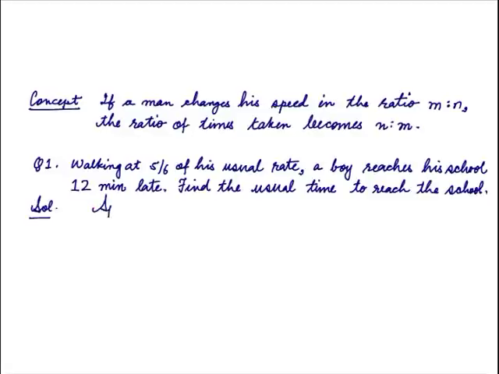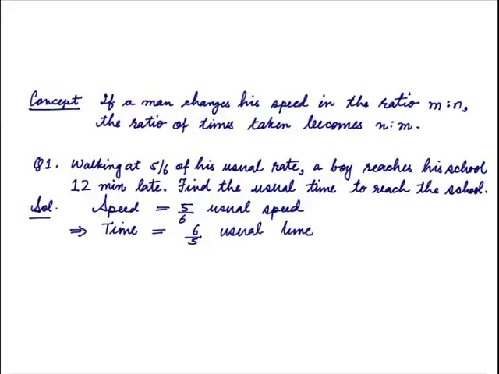Speed of the boy is 5/6 of his usual speed. So using the concept that we have just studied, we know that time taken by the boy will be 6 by 5 of the usual time, which basically means 6 by 5 of the usual time, which means 5 by 5 of the usual time, which means 1t, plus 1 by 5 of the usual time.